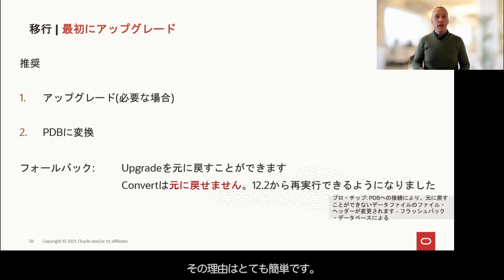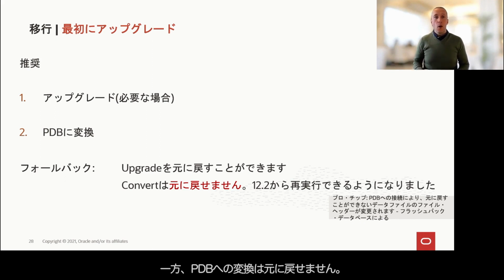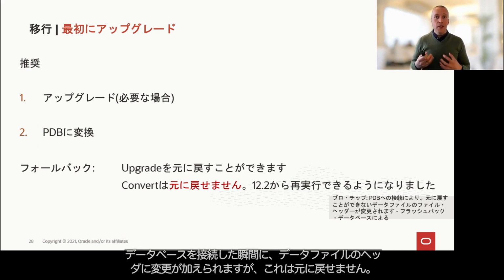The reason for that is very simple. With a database upgrade, you have very good fallback capabilities. If something goes south in your upgrade, you can simply flash back the database. Whereas the conversion to PDB is irreversible. The second you plug in your database, changes are made to the data file headers, which can't be undone.